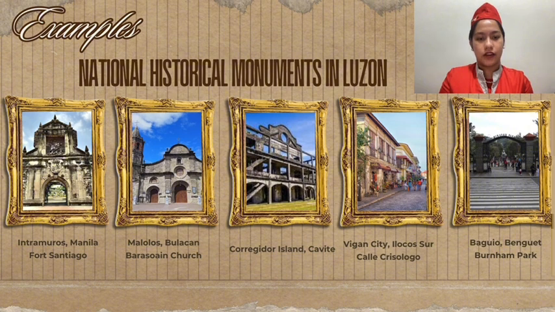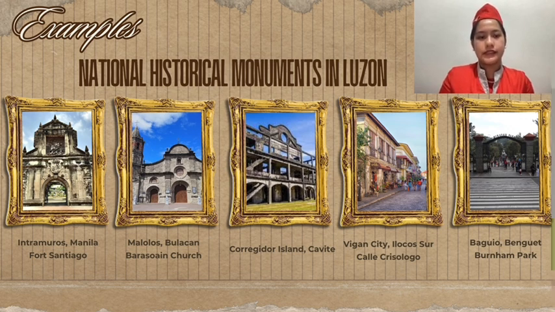the Manila Cathedral. The second one is Malolos, Bulacan, whose Barasoain Church was the site of the first Philippine Republic Congress where the country's first constitution was drafted and ratified. Third one is Corregidor Island in Cavite. The island fortress played a crucial role in the defense of the Philippines during World War II. It is now a historical shrine and features numerous military installations, museums, and memorials.